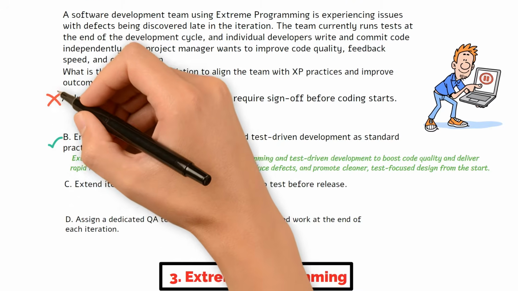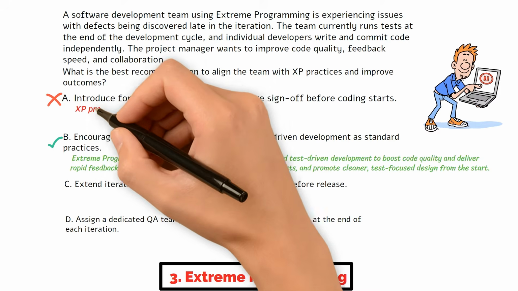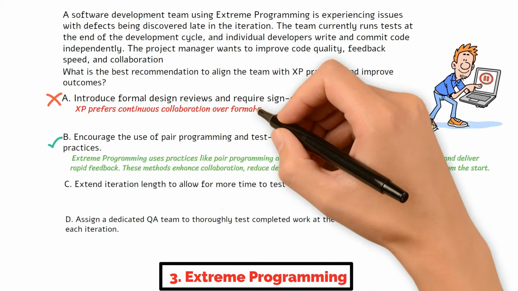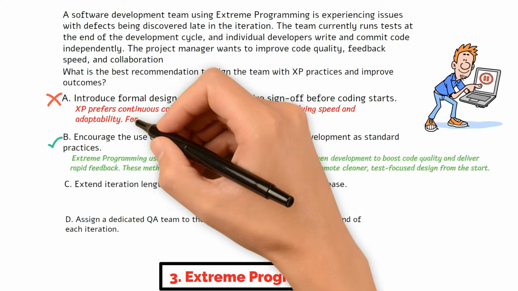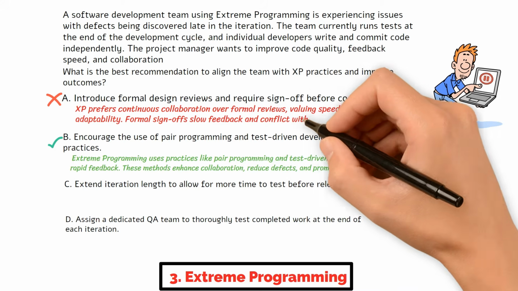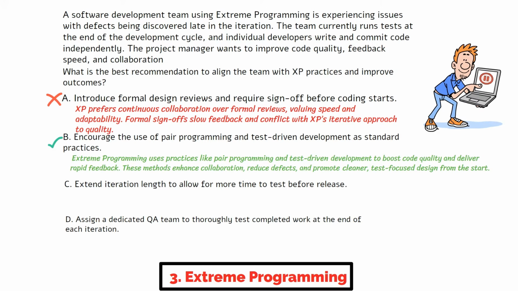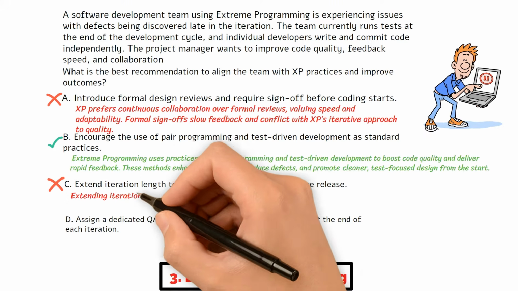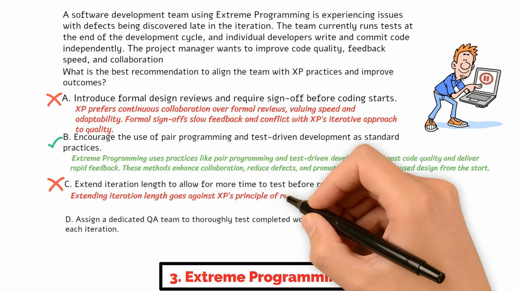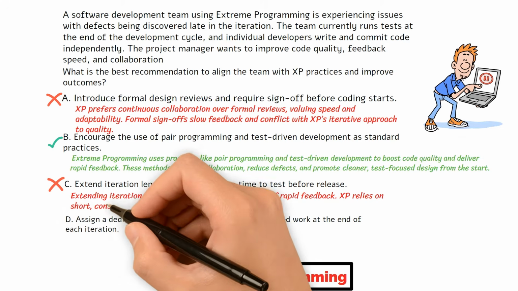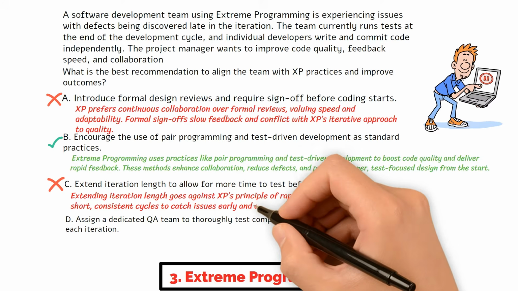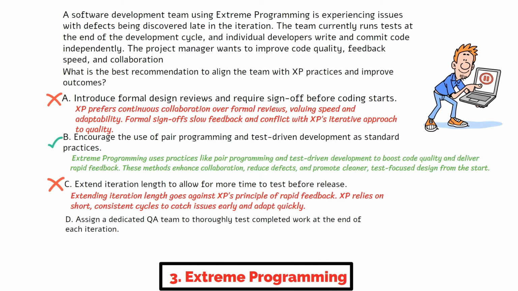Choice A is incorrect. While formal reviews may be useful in traditional environments, XP favors lightweight, continuous collaboration over formal sign-offs. This choice slows down feedback and doesn't support XP's iterative, adaptive approach to quality. Choice C is incorrect. Extending the iteration length contradicts the XP principle of rapid feedback cycles. XP values short, consistent iterations to detect issues early and adapt quickly. More time to test at the end doesn't prevent defects introduced early in the process.